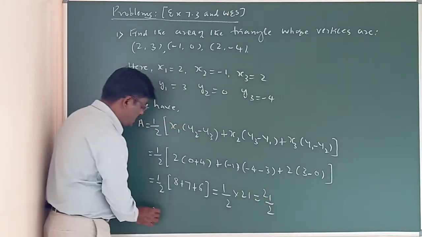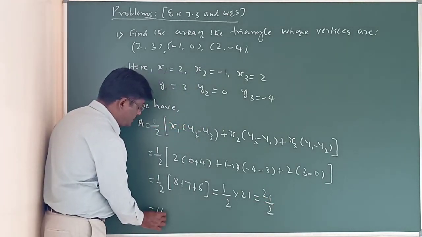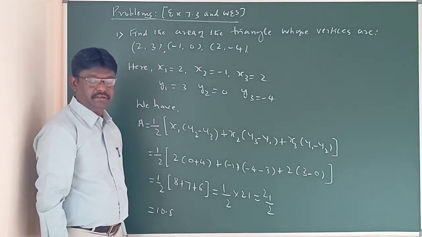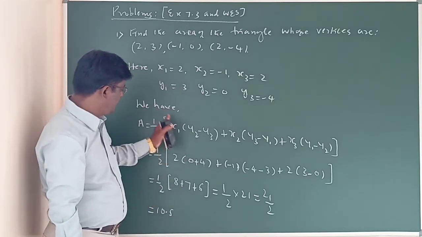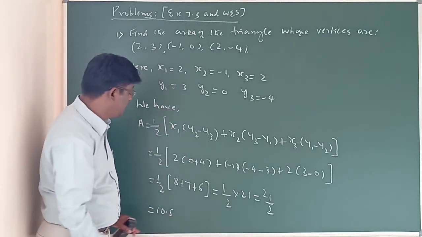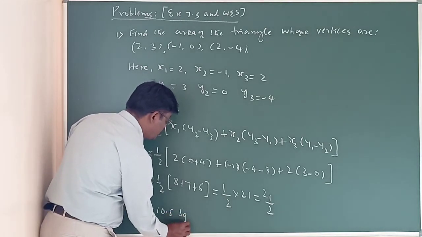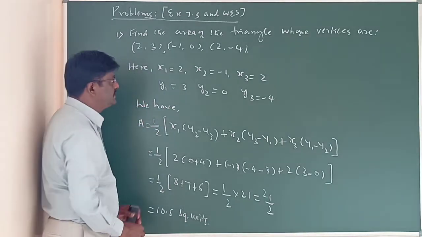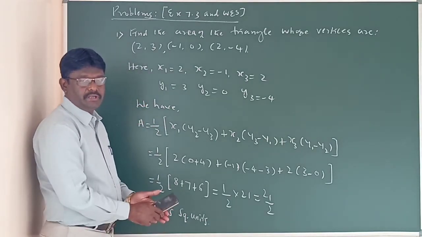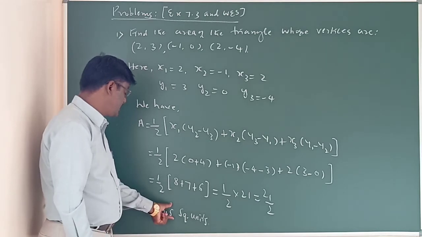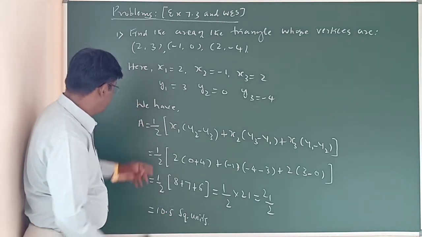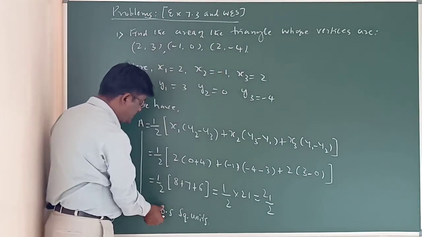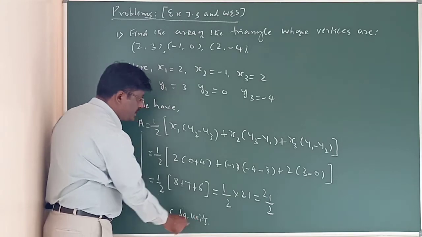21 by 2, or even that can be written as 10.5, since it is a problem on area, and what we have got is nothing but area. Hence, let us keep the unit as square units, because we have no idea whether it is in centimeter or meter. Therefore, in general, we shall write like this: area of the given triangle whose coordinates are these is 10.5 square units.